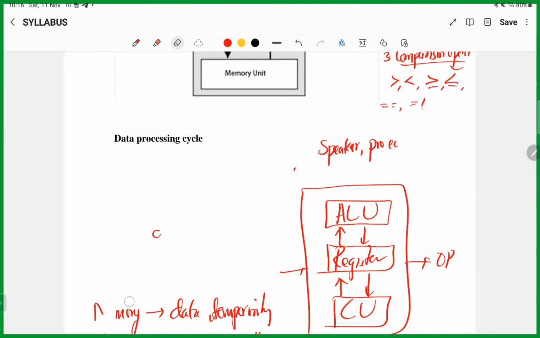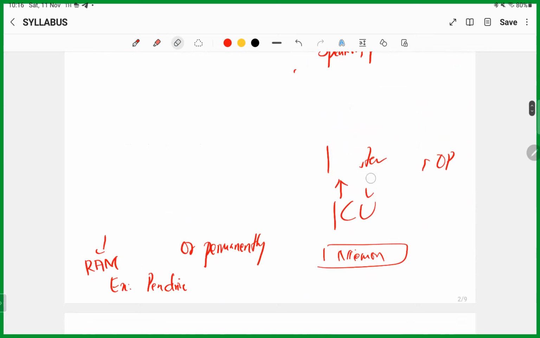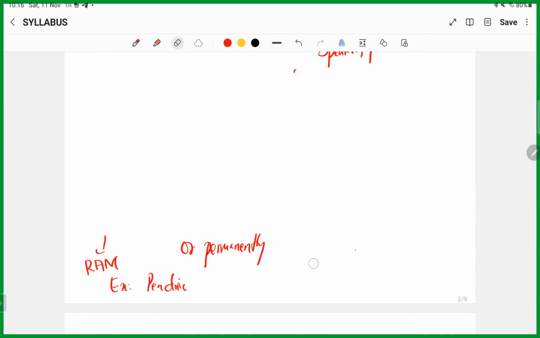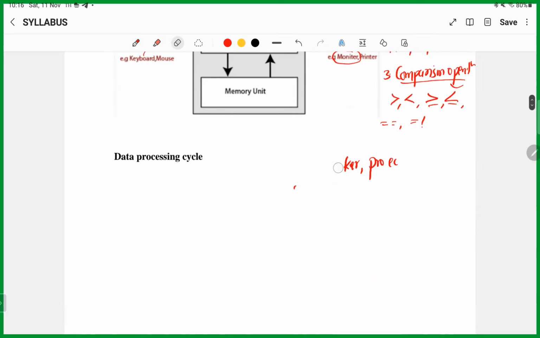Data processing cycle. Let us understand what is data processing cycle. As the name itself says, basically it is a process. What all processes does it take for the data to get processed? It is all the procedures that it takes for the data to get processed. We have four steps in the data processing cycle.